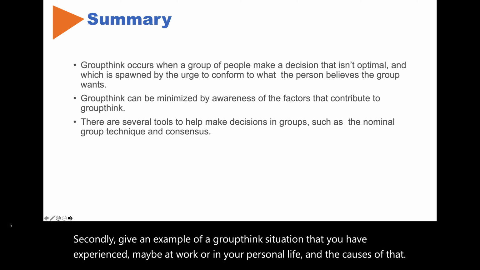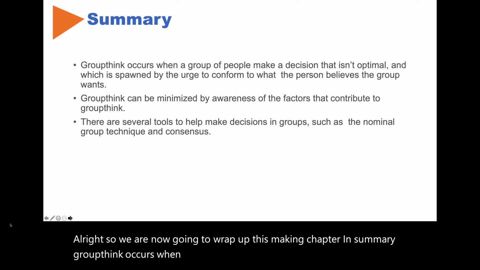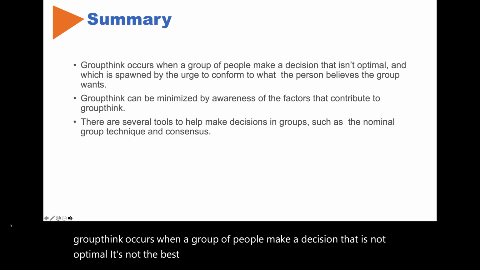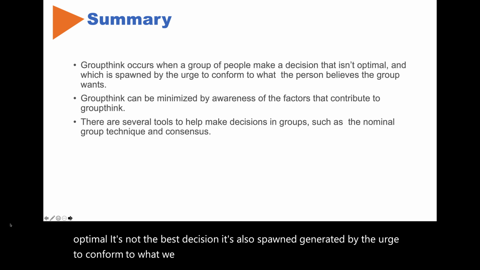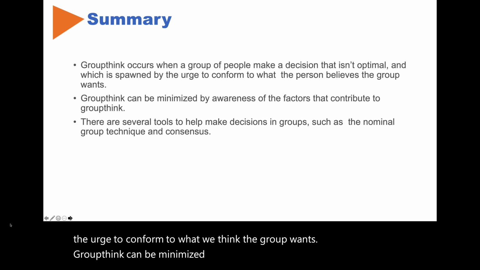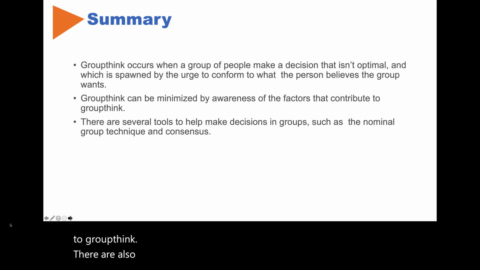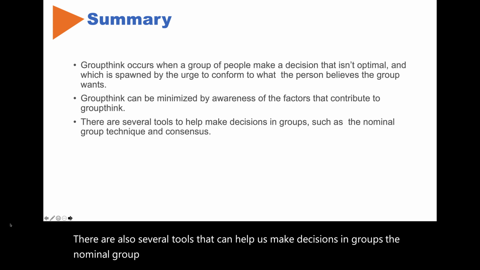All right, so we are now going to wrap up this decision-making chapter. In summary, groupthink occurs when a group of people make a decision that is not optimal. It's not the best decision. It's also generated by the urge to conform to what we think the group wants. Groupthink can be minimized by awareness of the factors that contribute to groupthink. There are also several tools that can help us make decisions in groups, including the Nominal group technique, consensus, Delphi model, and majority rule.